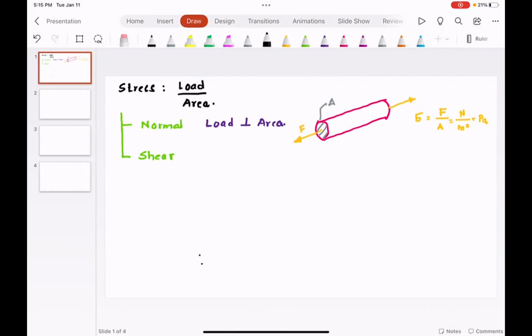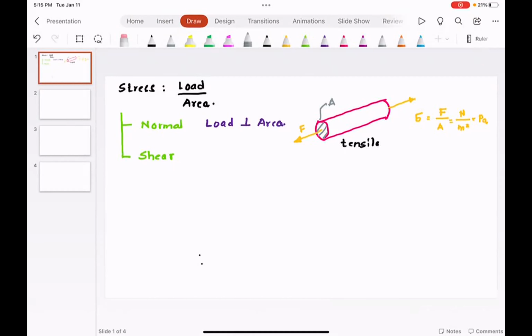Now, please understand what would happen to this rod under this load. This rod will get extended because the load is pulling it. So it is stretching it. So this stress is called tensile stress.